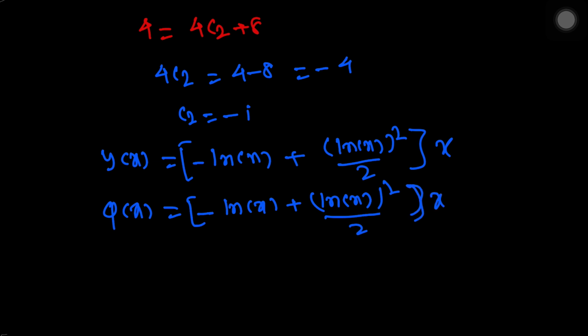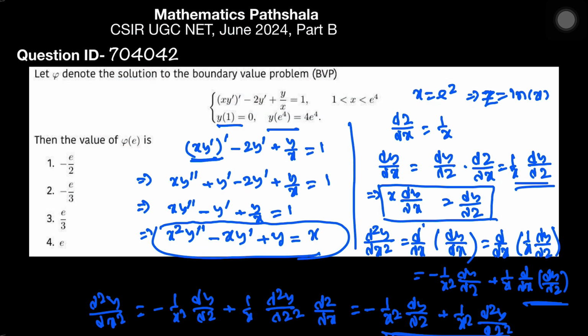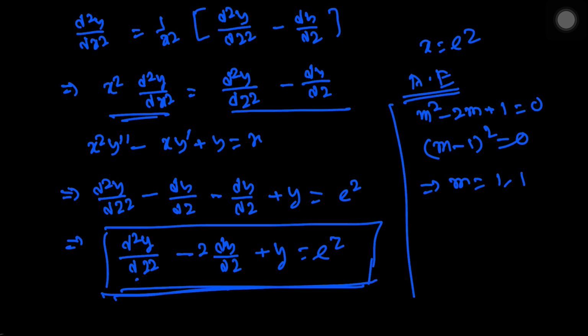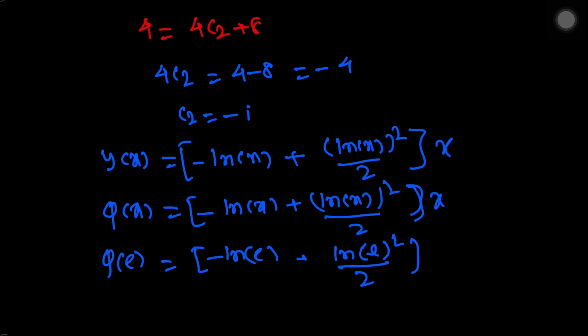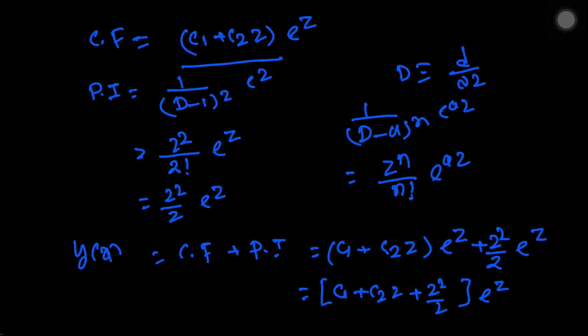Now we have to find phi(e). So let's check what is phi(e). phi(e) means (minus ln e plus (ln e) whole square by 2) into e. Now ln e is 1, so minus 1 plus 1 square, 1 square means 1, so minus 1 plus half, into e. That means we get minus e by 2. So phi(e) becomes minus e by 2.